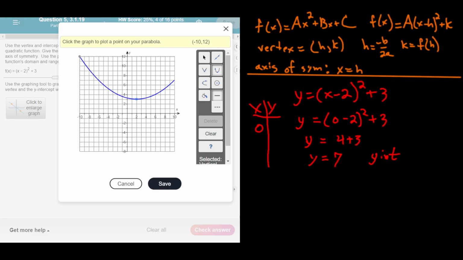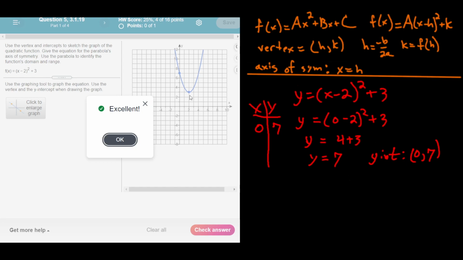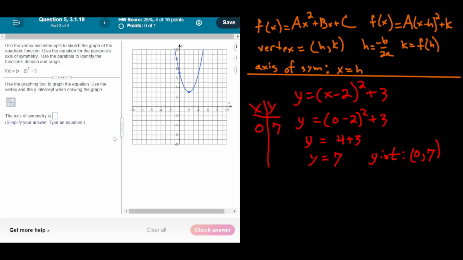So the y-intercept is going to be (0, 7). Remember, it's a coordinate. Your x was 0 and your y was 7. Okay, so let's go ahead and plot it. We've been on this question for a while, so let's go to (0, 7), which is right here, and call it a day. Bam. We plot the vertex and the y-intercept, and we're good.